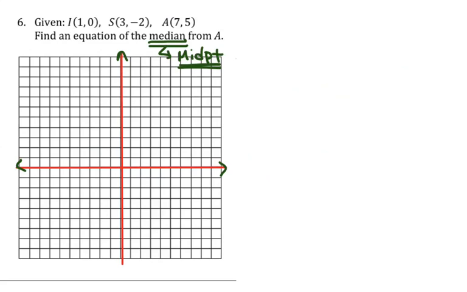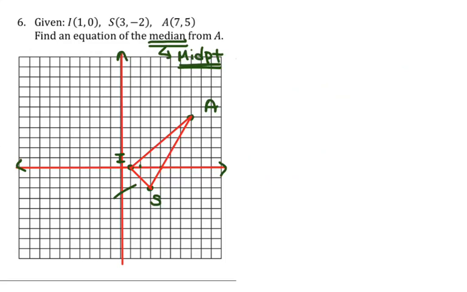All right, so 1 comma 0 is I. And then 3 comma -2 is S. And then 7 comma 5, and that's the A. And it looks like median from A. Median from A, that means I need to find the midpoint between I and S.